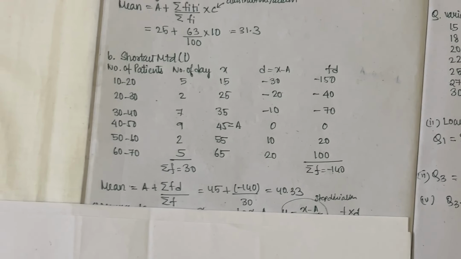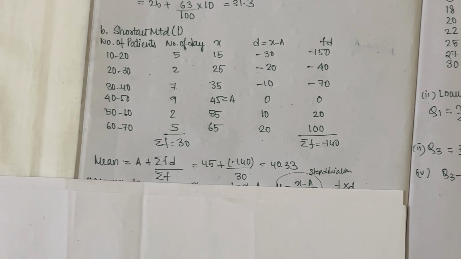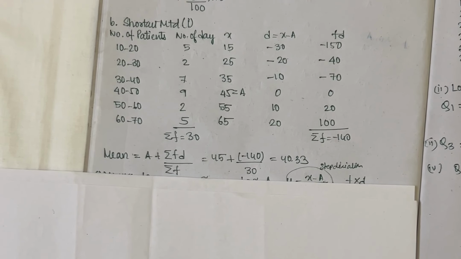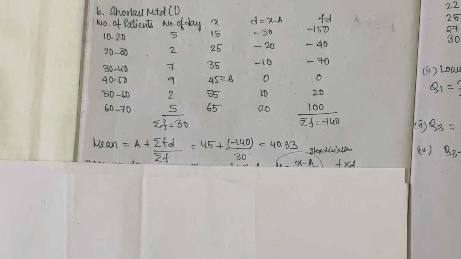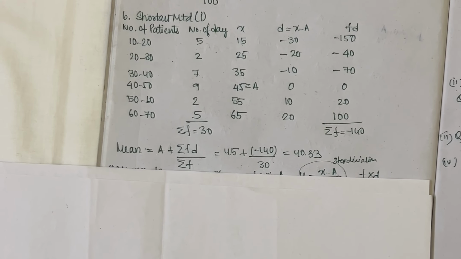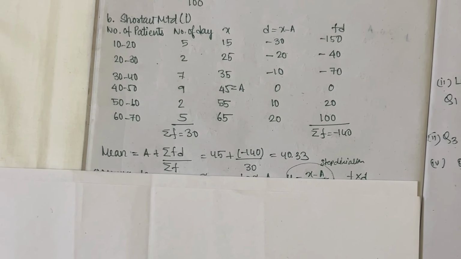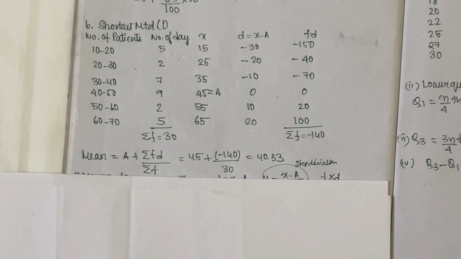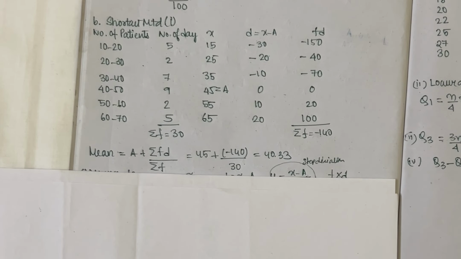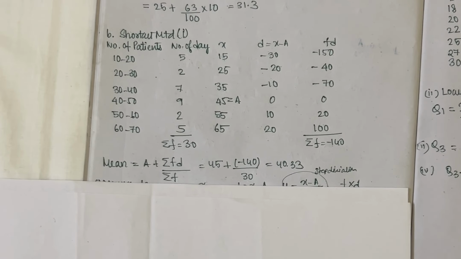Now let us see the second method, that is the shortcut method. So the number of students and frequency are given. From it we are going to take out the mid values, that is x. So we add 10 plus 20, the class interval, and divide it by 2. That comes to the figure of 15. Then 25, 35, 45, 55, 65. Then we take the assumed mean, that is 45.